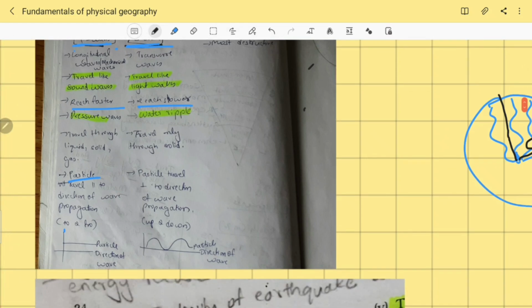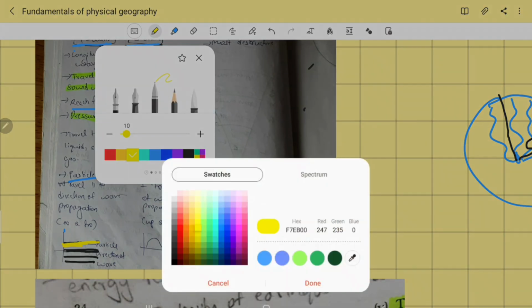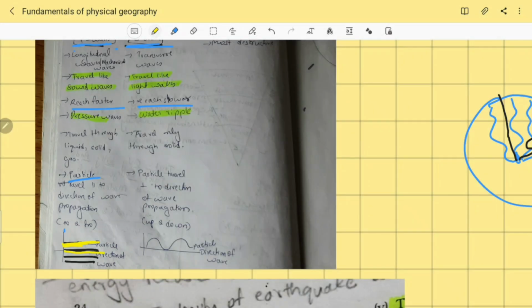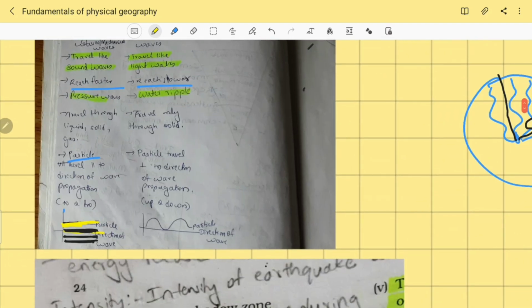Yeah, so in primary waves what happens is, say this is the direction a wave is moving in, that time the particle will also be moving parallel to the direction of the wave propagation. Let's represent the particle with a yellow color. So the particle is moving this way, and the black color represents the wave. So the wave is moving in this way, and the particle, the yellow color, also moves parallel to the direction of the wave. And in secondary waves, the main difference is that the particle, which is in yellow color, moves perpendicular to the direction of wave propagation.